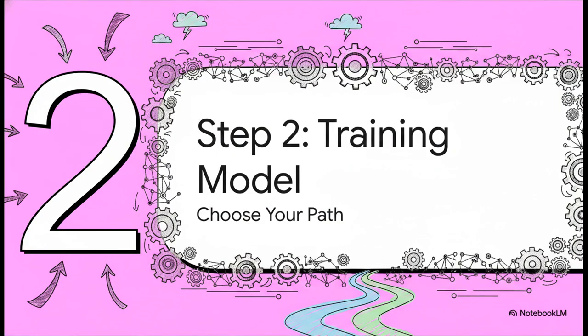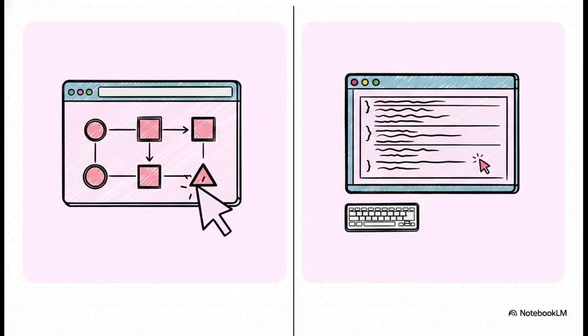Okay, with our environment set and our data prepped, it is time for the main event, actually training the model. And you've got two great options here. If you want a no-code experience, there's Unsloth Studio. It's a full web interface that lets you manage everything. But if you're like me and you love to be in the code, Unsloth Core gives you that deep programmatic control right inside a Jupyter or Colab notebook.